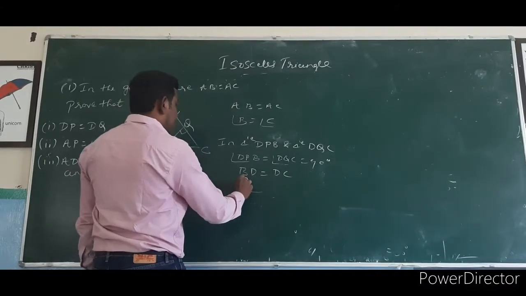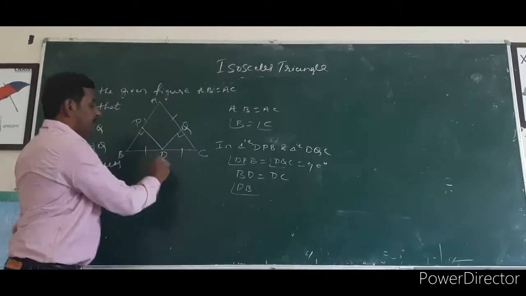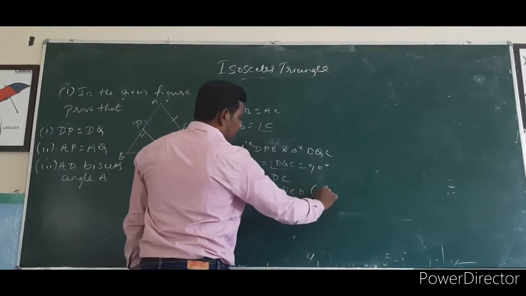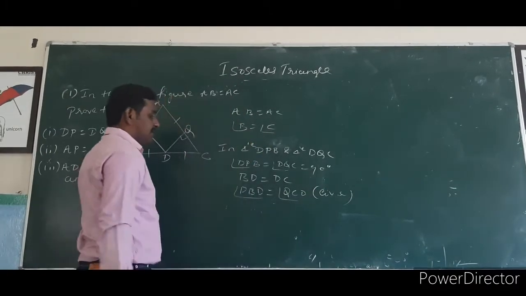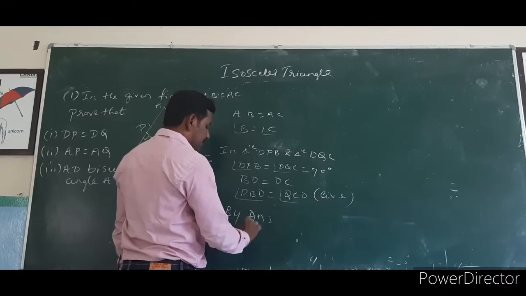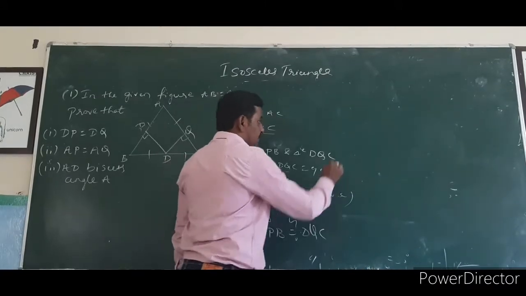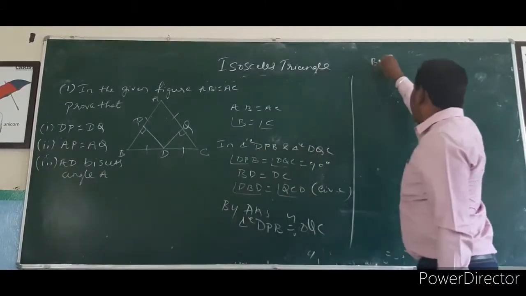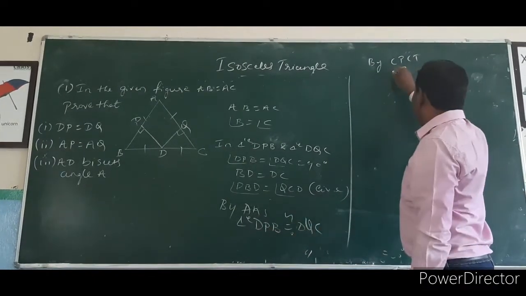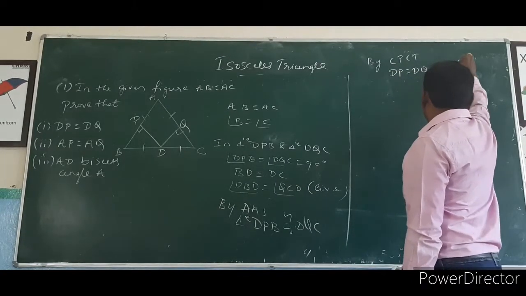So angle PBD is equal to angle QCD, because angle B is equal to angle C. By the AAS postulate, these two triangles are congruent. If these two triangles are congruent, then by CPCT DP must be equal to DQ. DP is equal to DQ. This is the first one proved.